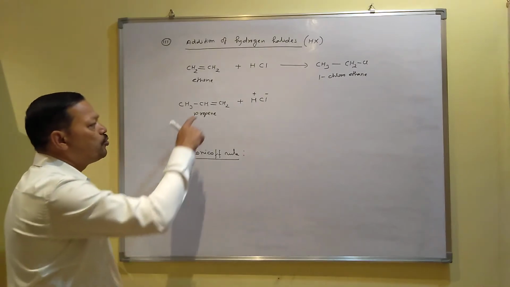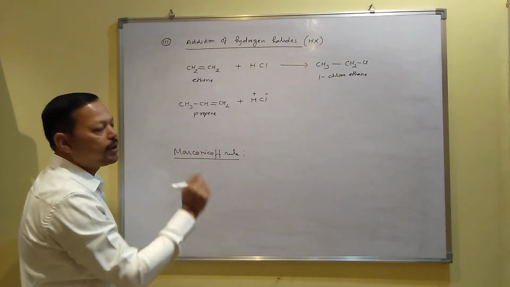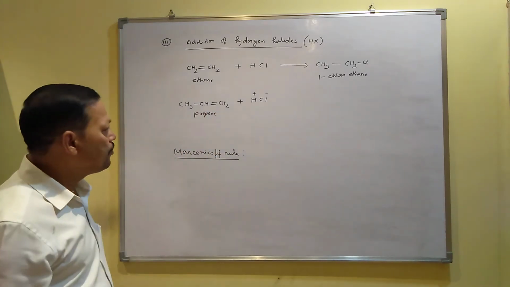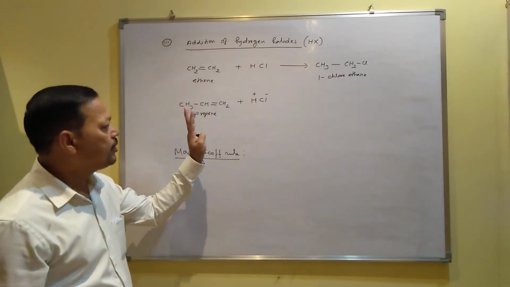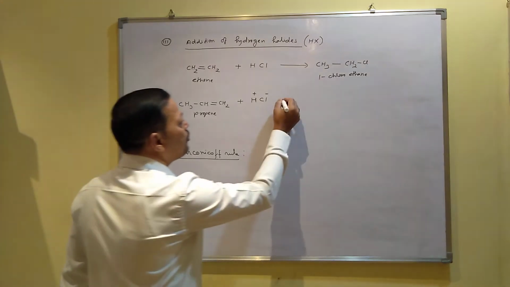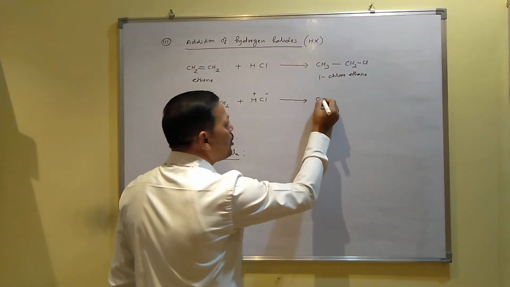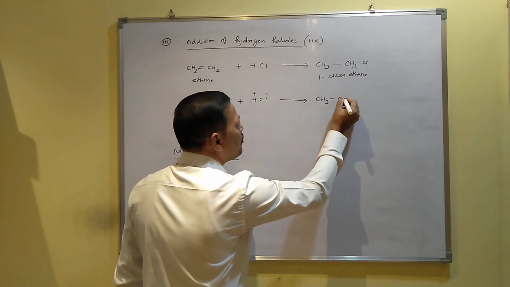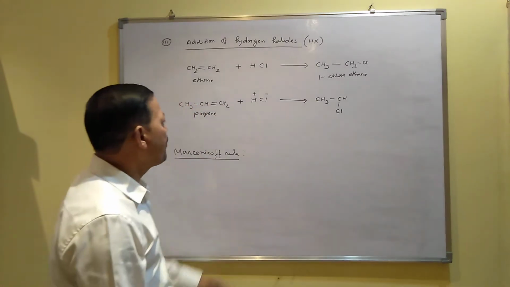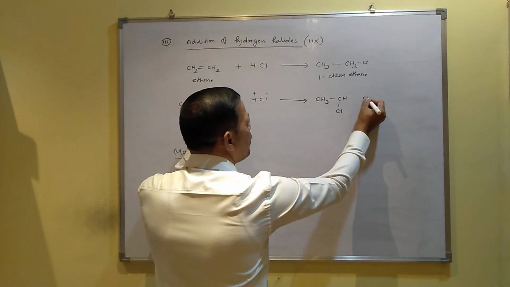Otherwise, see, when you add chlorine here, you will get the product 2-chloropropane. But if you add chlorine with this carbon, you will get 1-chloropropane. But here 2-chloropropane is the major product according to Markovnikov Rule. So when you add this type of acid to an unsymmetrical alkene, always remember the negative is added with that double bonded carbon atom which contains less number of hydrogen, and the positive is added with that double bonded carbon atom which contains more number of hydrogen.